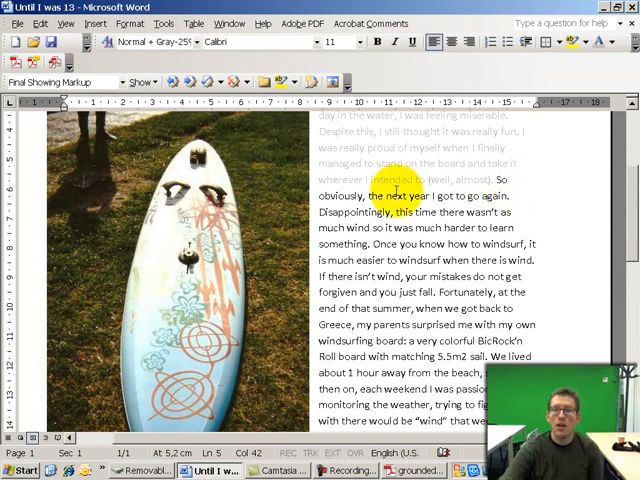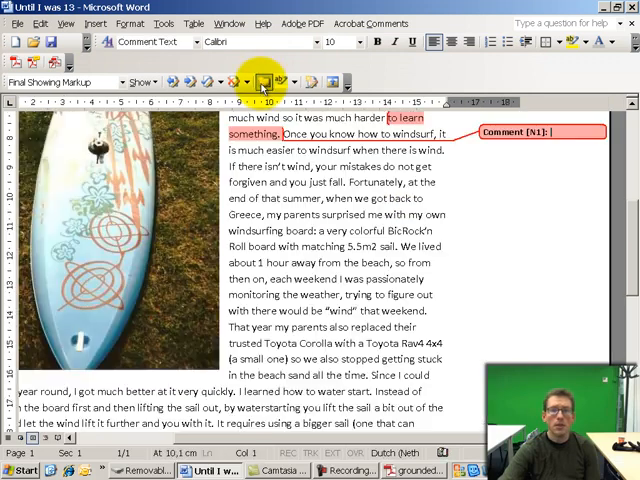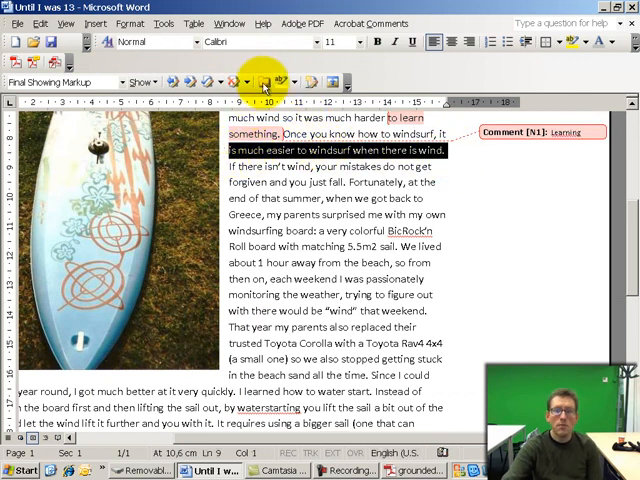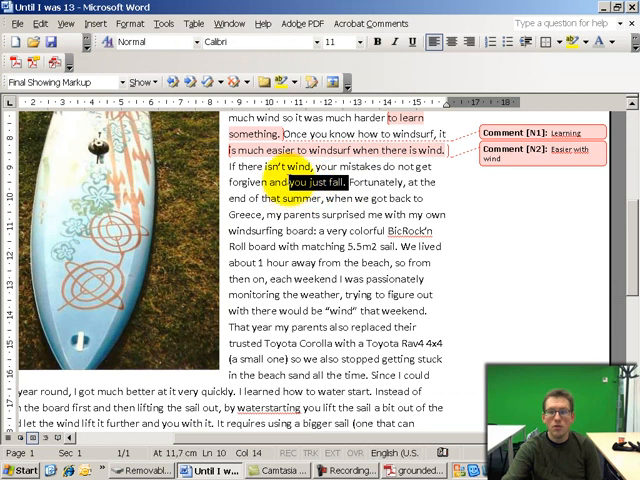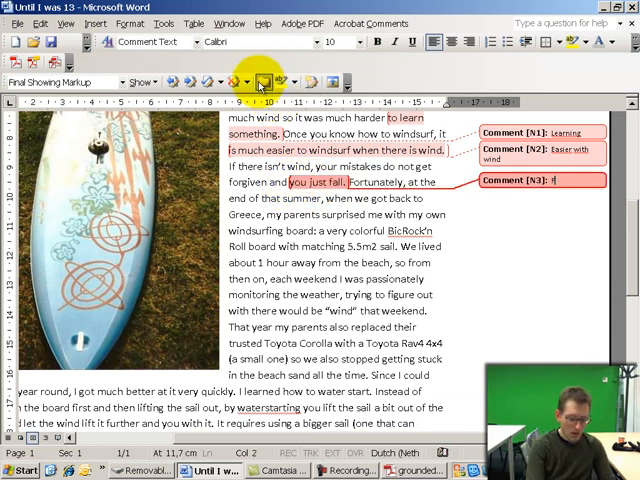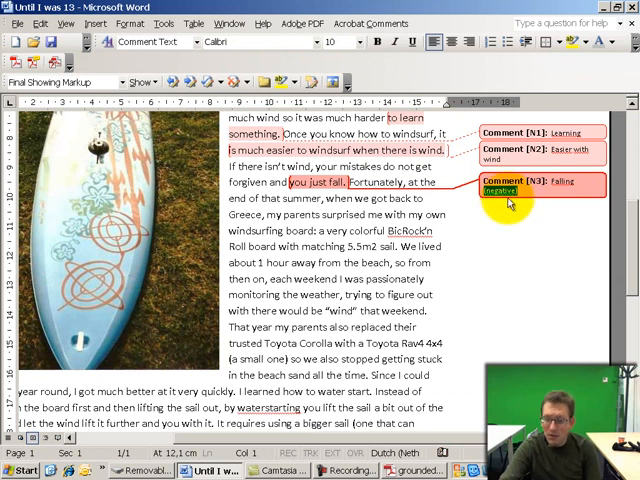So obviously, the next year I got to go again. This time there wasn't as much wind, so it was much harder to learn something. Learning something seems important. So just going to code that as learning. Once you know how to windsurf, it's much easier to windsurf when there's wind. Call it easier with wind. If there isn't wind, your mistakes do not get forgiven and you just fall. Falling. And clearly falling is not something you want to do, so I'll add that there's something negative about falling.